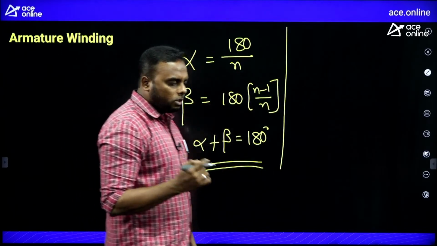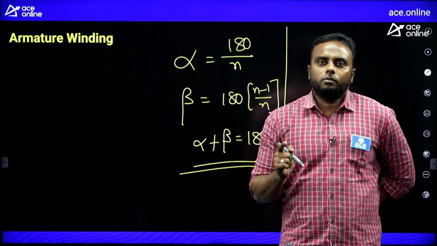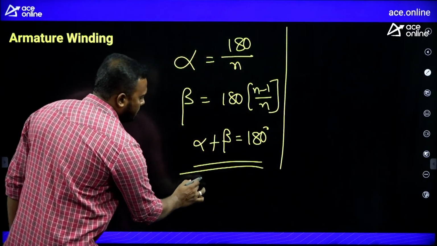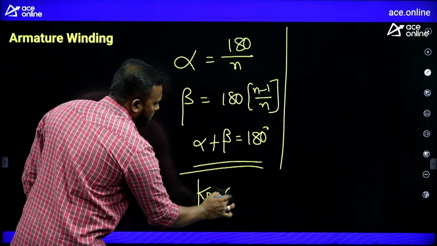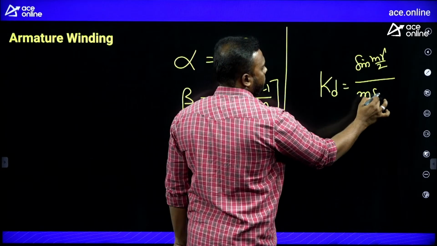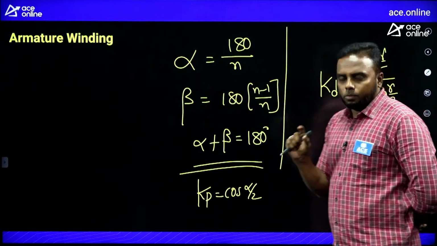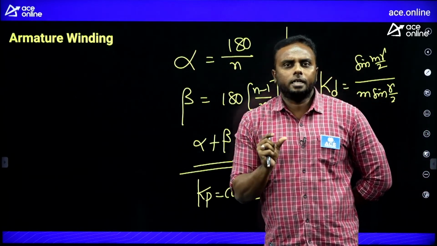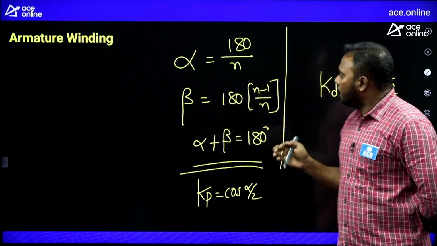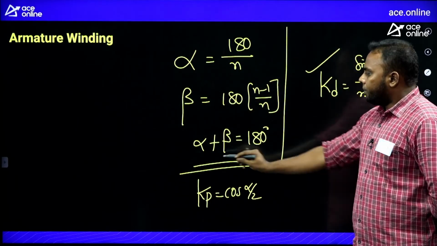And similarly we have distributed winding. In short pitch winding we get a factor, the pitch factor kp, which is cos alpha by 2. And in distributed winding we get kd, the distribution factor, which is sin(m gamma by 2) divided by m sin(gamma by 2). Here gamma means the slot angle. What is the formula for slot angle? 180/slots per pole. M is nothing but slots per pole per phase. So this is the distribution factor and pitch factor.